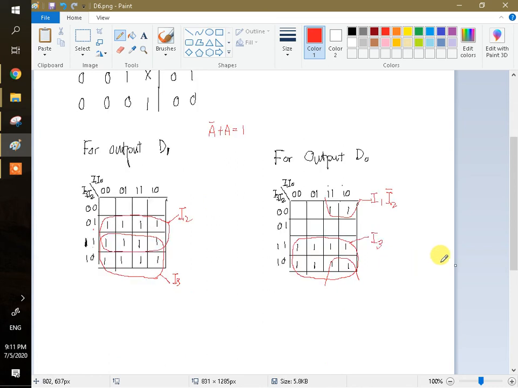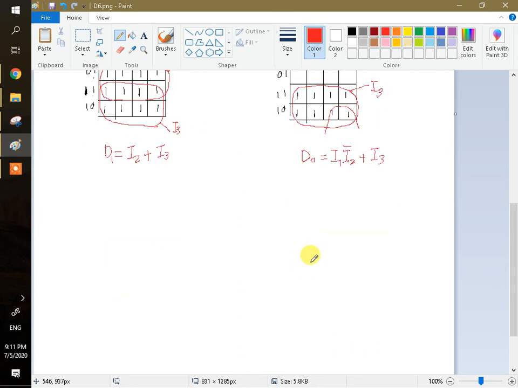So now let's write the real Boolean equation. D1 is equal to, let's write it down properly, I2 or I3. Very simple, right? D0 is, let's write the I1 first, okay? I1, I2 bar plus I3. I think now you know how to draw the logic circuit from the Boolean equation, right? This is the easiest part here.